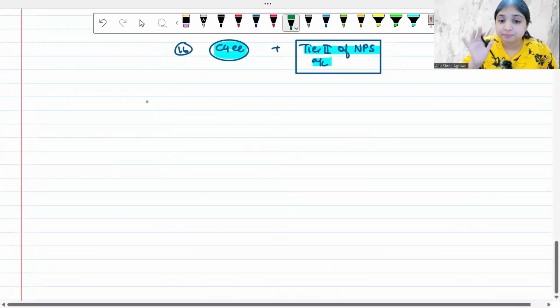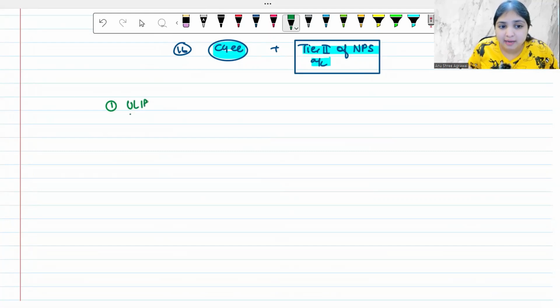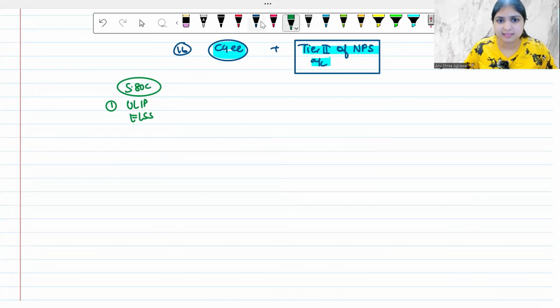Under this discussion, listen carefully. Point number 1, you have to remember that ELSS, Equity Linked Savings Scheme, and ULIP, Unit Linked Insurance Plan, both will come under 80C. These are important points. Generally, students forget about them in the examination.